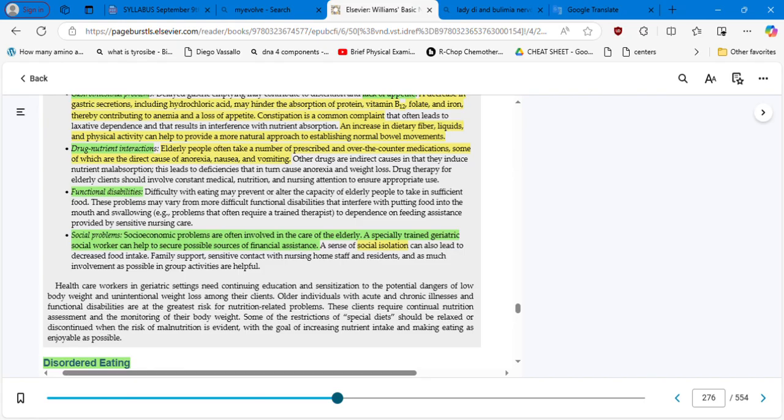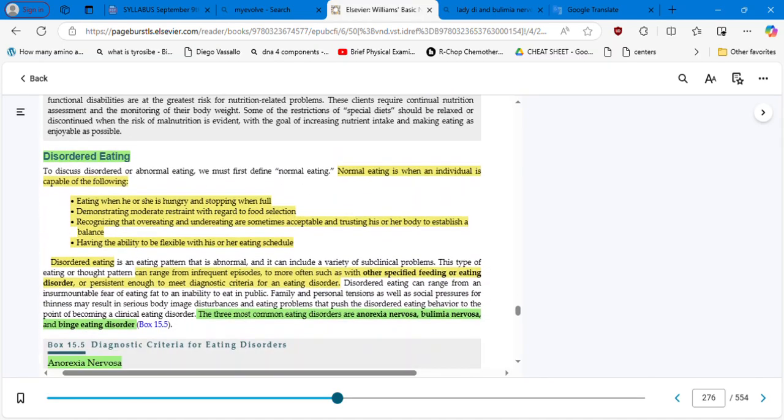We need another table because one table is full of bottles, right? Some of which are the direct cause of anorexia, nausea, and vomiting because of the interaction among drugs and supplements, vitamins, you name it. Functional disabilities as we age, right? Problems to move, problems with putting food into the mouth and swallowing. Those are functional disabilities. Social problems, socioeconomic: a specially trained geriatric social worker can help to secure possible sources of financial assistance. And as I mentioned before, social isolation is one of the factors.